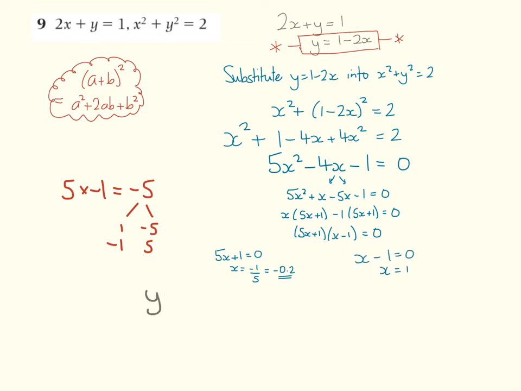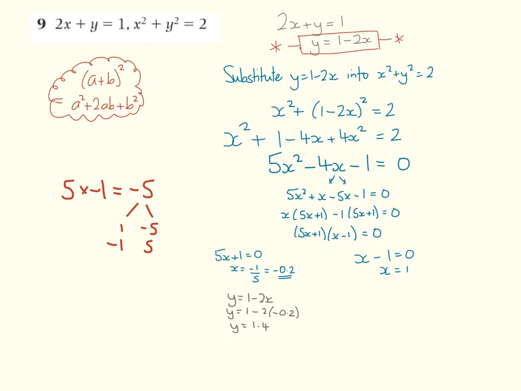Right. So then, go back to that expression right at the beginning that I put in a box. So y equals 1 minus 2x. I can just substitute my x values into there. Use brackets effectively to make it easier for you. Stick that into your calculator, and you're going to get y is equal to 1.4.